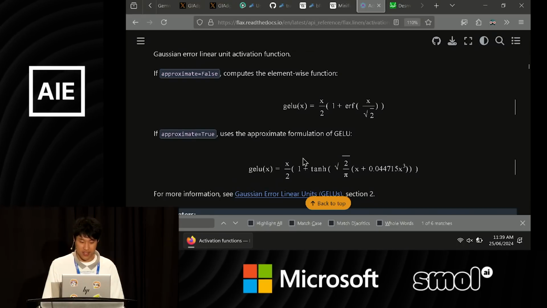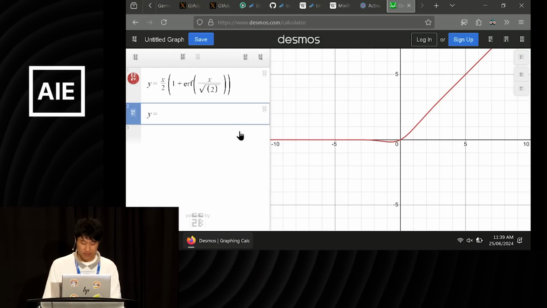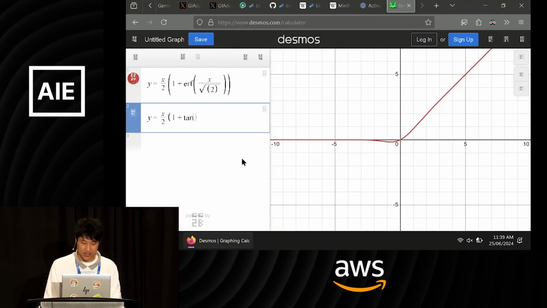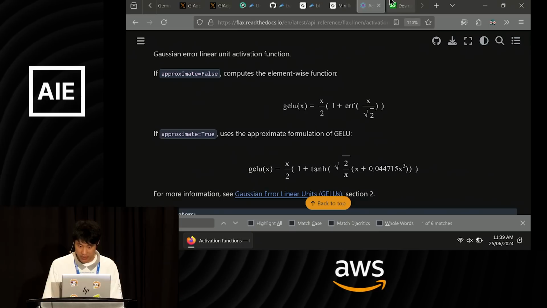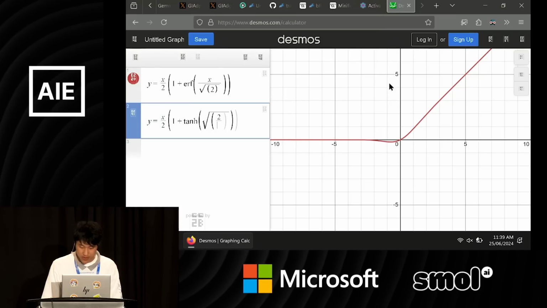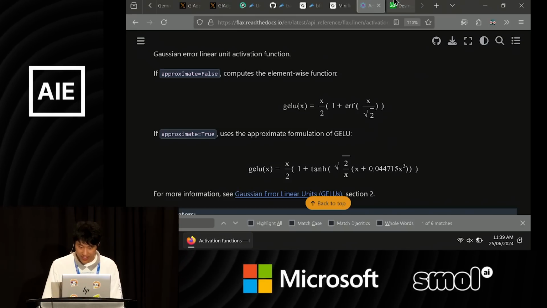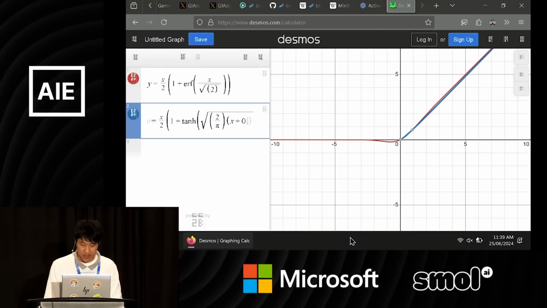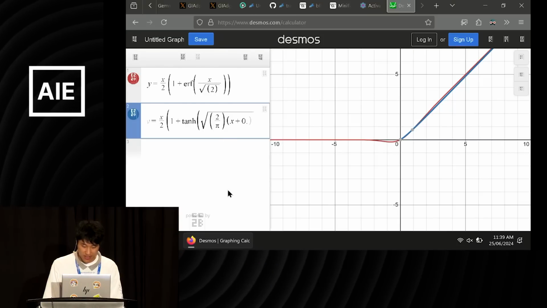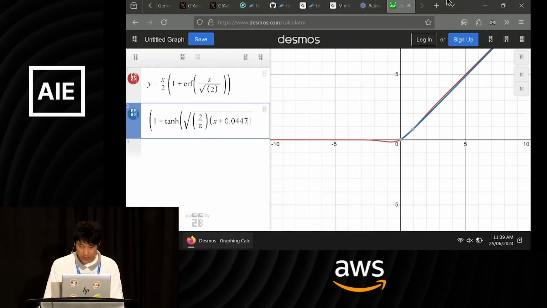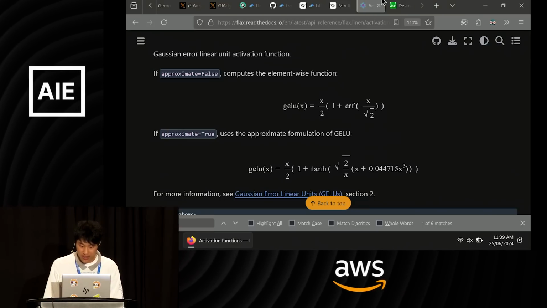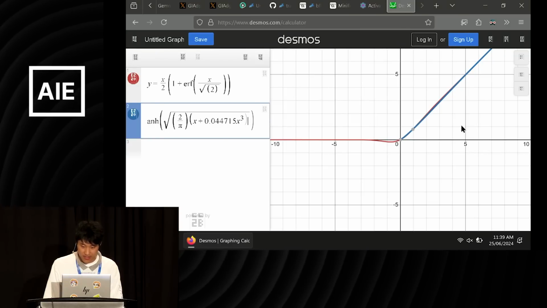Now you type in this complicated formula for x divided by 2, 1 plus tanh of what? I don't remember this. Square root of 2 divided by pi, and then x plus 0.044715 x cubed. Was it cubed? Yeah, okay.